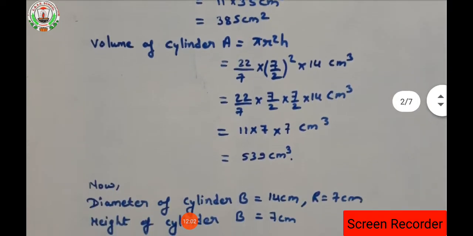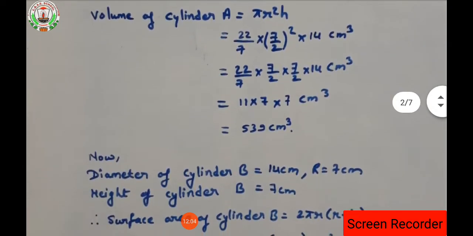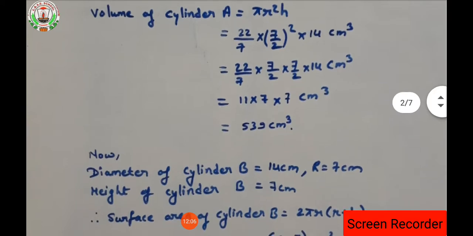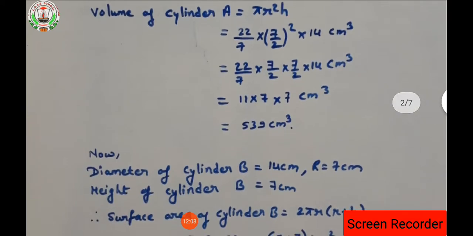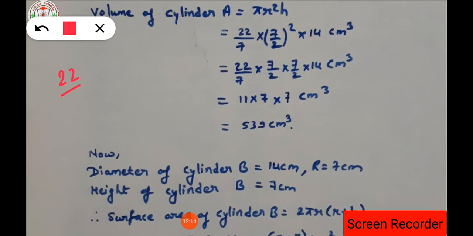Okay, so what is the formula for volume of cylinder A? Is pi r square h. This is the formula. So we have to substitute the values. So what is the value of pi we are having? That is 22 by 7. What is the value of r we are having? R, that means radius, is 7 by 2, the whole square. Since pi r square h it is there, isn't it? So r square, that means 7 by 2 into 7 by 2 will be there. H value is 14, isn't it?